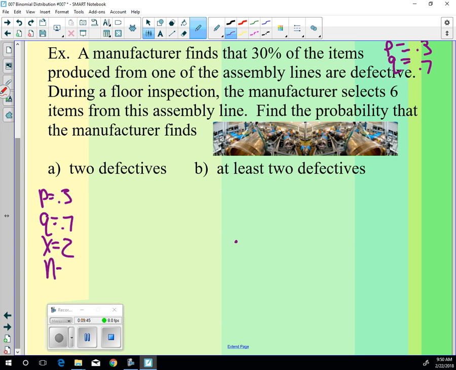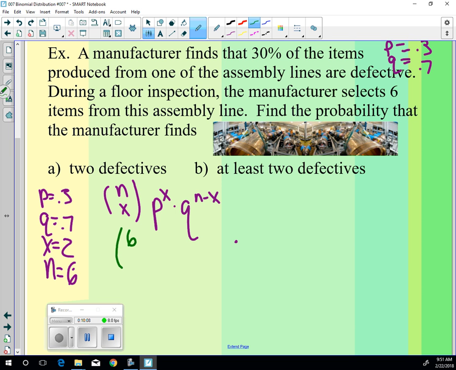And we're selecting a total of how many? 6. Yeah. Oh, this is awesome. We can do this. N choose x, p to the x, q to the n minus x. So here goes. Of the 6, I want to see 2 defectives. Probability they're defective is 0.3 to the 2, because there's 2 of them. But there'll also be how many not defectives? 4. Yep. So you're going to need to use your calculator to help out with this one.